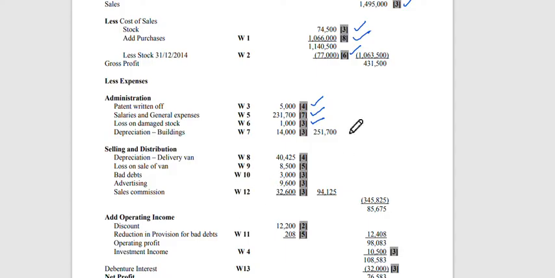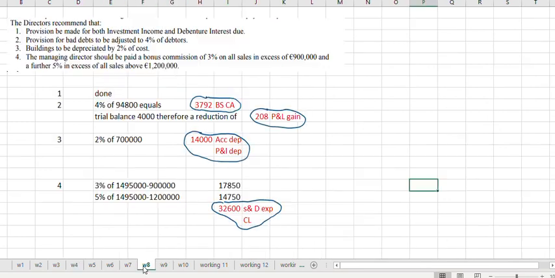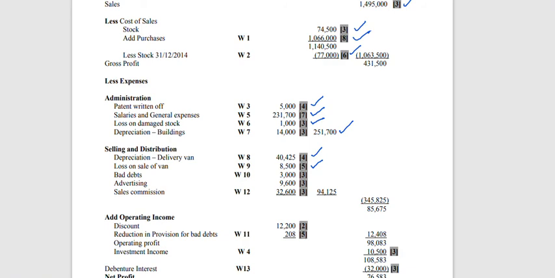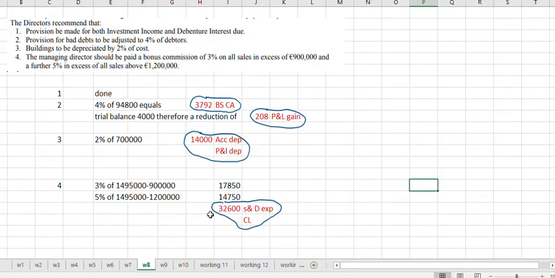And depreciation of buildings, we worked that out in notes. Depreciation of delivery van on loss of sale of van, 9 marks for that. That came from the long note on depreciation and disposal. Bad debt of 3,000, that came from the note bad debt written off. I think it was note number 7. Bad debt written off, 3,000. Advertising, can't remember changing it. It came straight from the trial balance. Sales commission, we worked that out on the very last note, note number 8, there's sales commission.